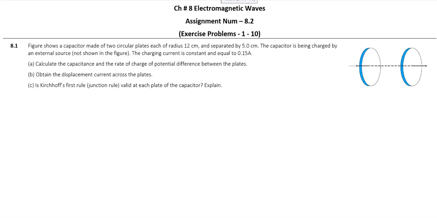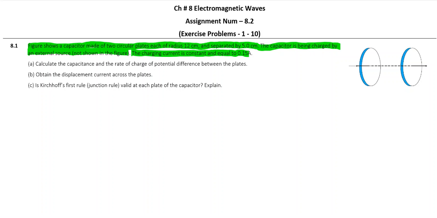Hello students, we have the first exercise problem of chapter 8, electromagnetic waves, in this video. The question is: the figure shows a capacitor made of two circular plates, each of radius 12 cm and separated by 5 cm. The capacitor is being charged by an external source which is not shown in the figure. The charging current is given, it is constant, 0.15 ampere.